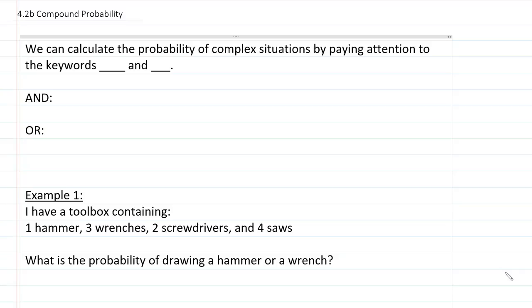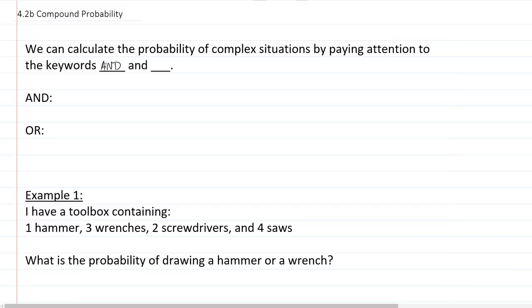4.2b, compound probability. We can calculate the probability of complex situations by paying attention to the keywords "and" and "or". So previously we were looking at, well, what are the odds of one event occurring in total? Well, what if the events are dependent on each other? So we'll look at the two basic words that interlink events and make them dependent on one another. The word "and" and the word "or".